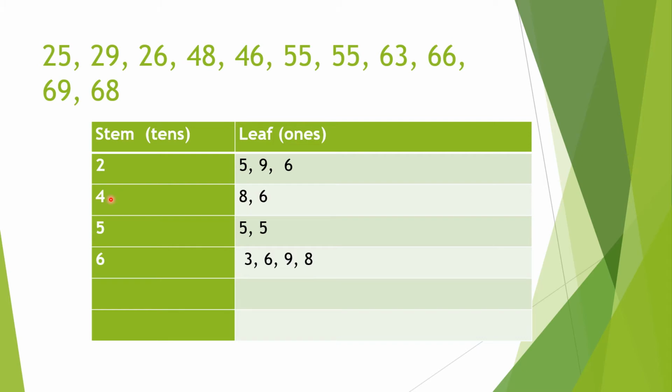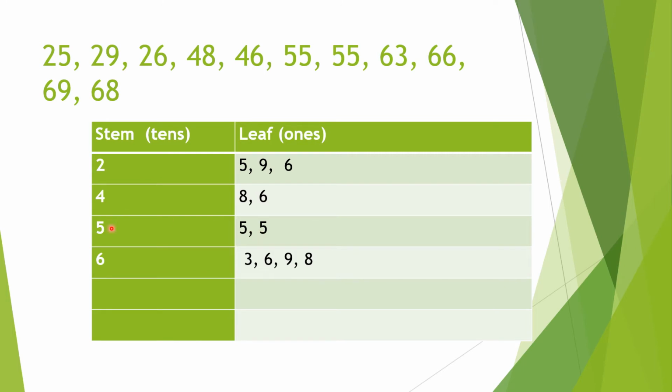4 from the stem represents 4 tens or 40, while 8 from the leaf represents 8 ones, making the number 48. Next, 6 from the leaf represents 6 ones, and 4 from the stem represents 4 tens or 40, making the number 46. We have no more numbers here on the leaf to go by, so we go to the next row.